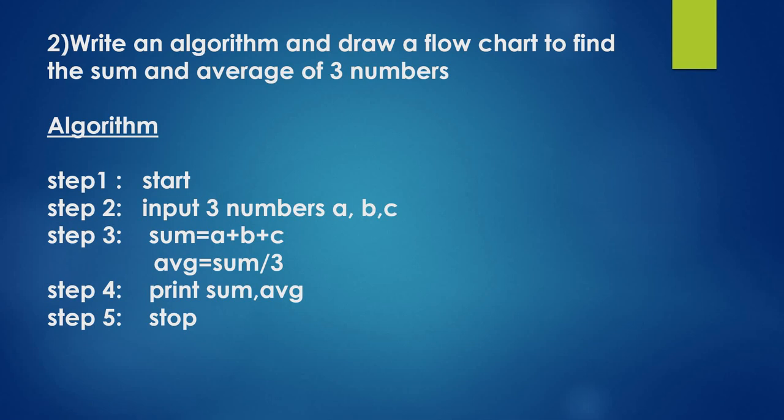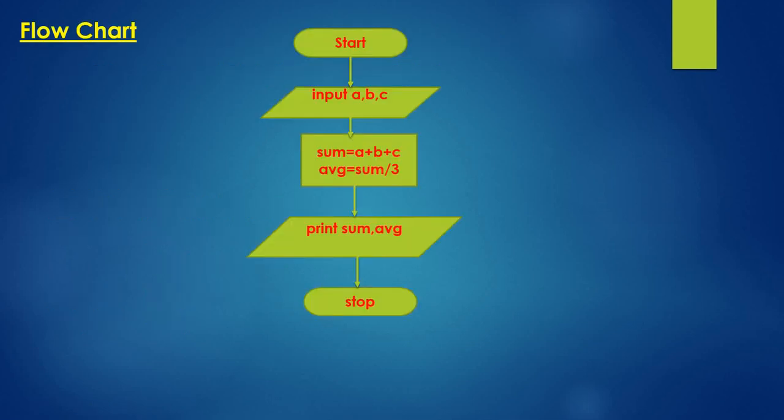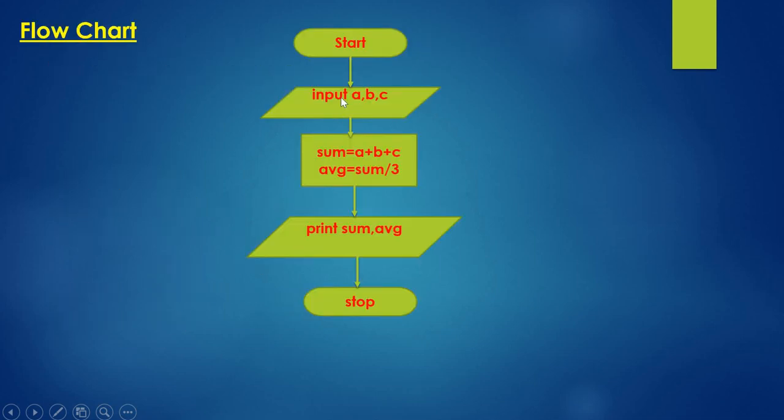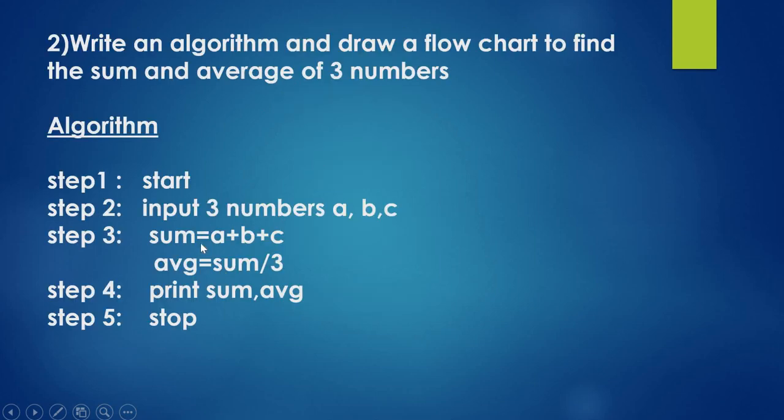Then how to convert this algorithm into a flowchart? First step, start. This oval symbol represents start. Second step is input three numbers. The parallelogram is used to represent this input. Input A, B, C. Then the third step is process. That is sum is equal to A plus B plus C, and AVG is equal to sum divided by 3. That is the process of this problem.